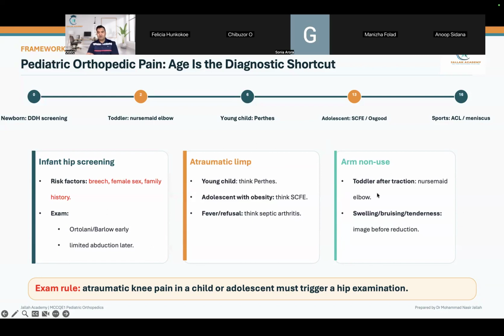Arm non-use: toddler after traction, nursemaid's elbow. Remember, for nursemaid's elbow, we don't have to do an X-ray for everyone unless there is swelling, bruising, and tenderness. If it is positive, then we do an X-ray, then do the reduction, and then after reduction, we do another X-ray. But if it is not present, then just clinically diagnose and do just the reduction, okay? Exam rule: a traumatic knee pain in a child or adolescent must trigger a hip examination, okay?